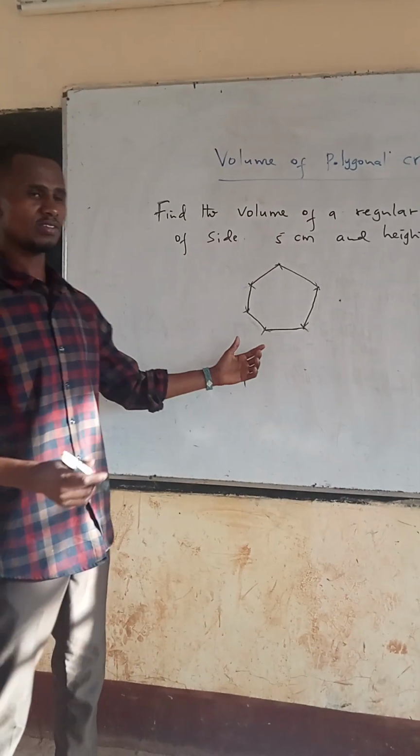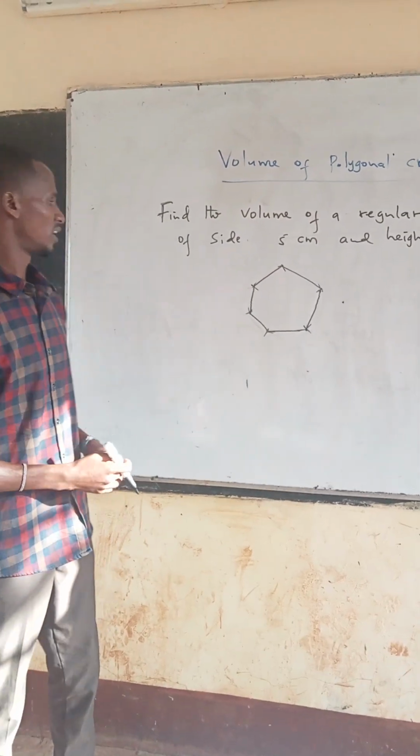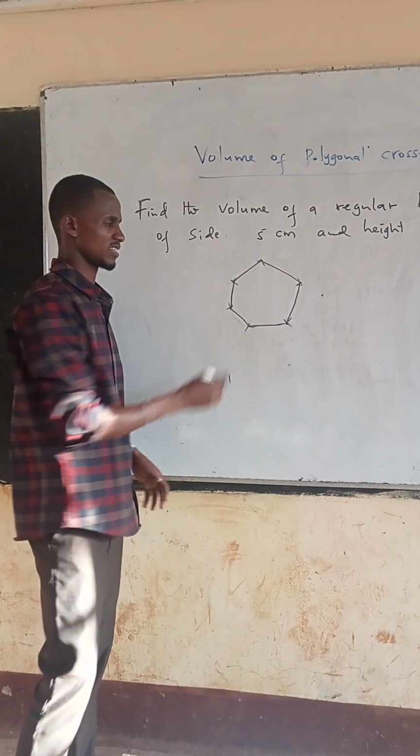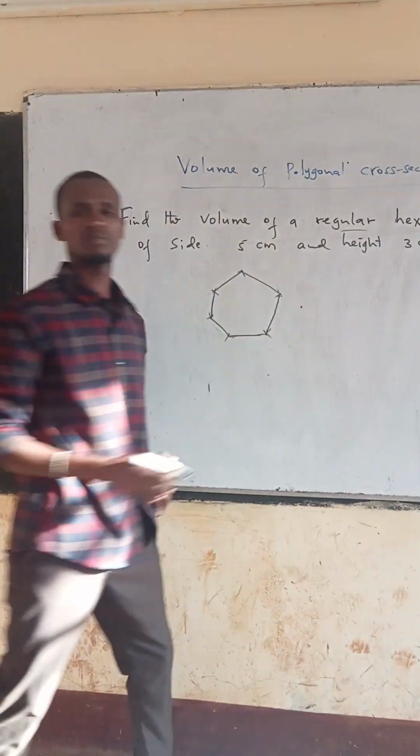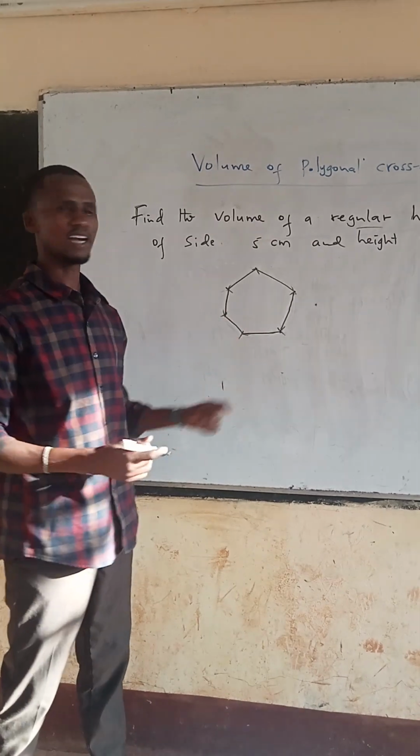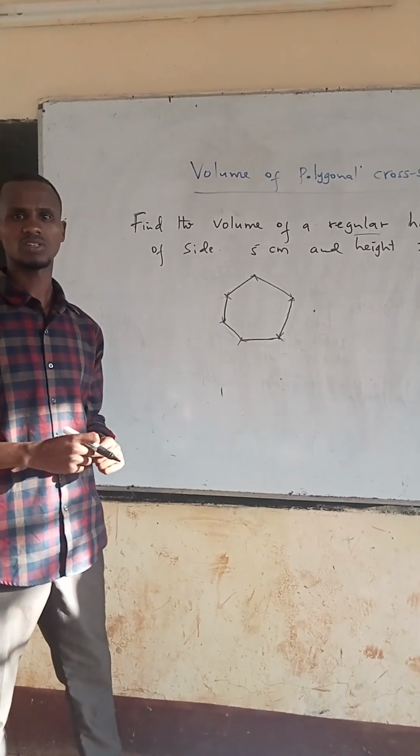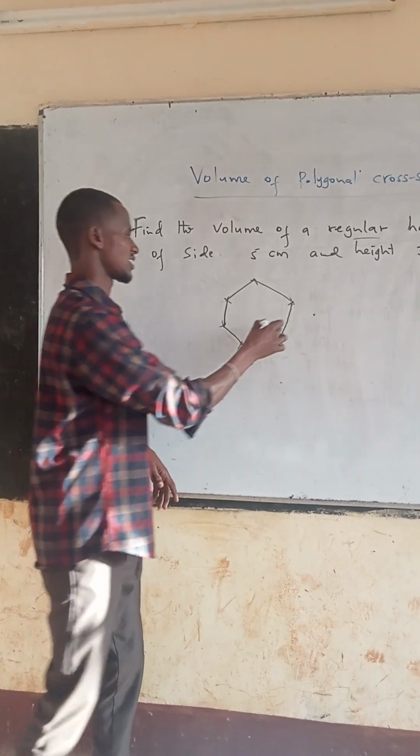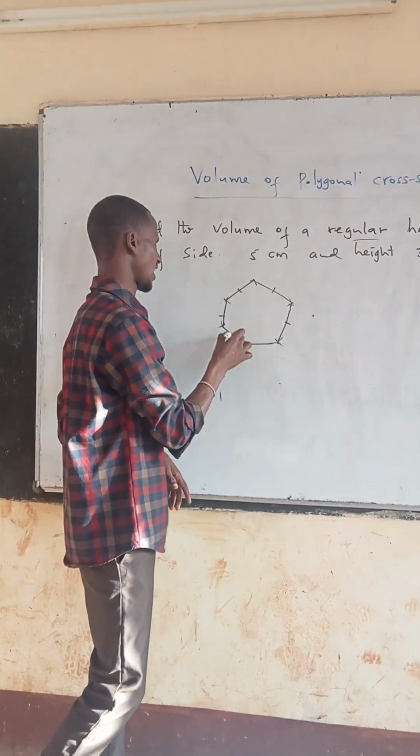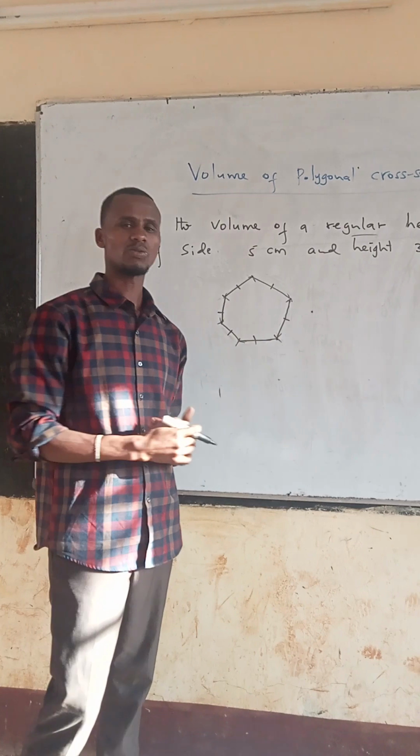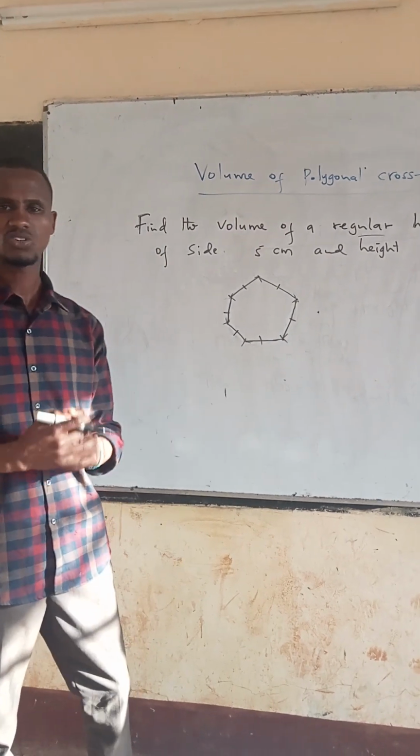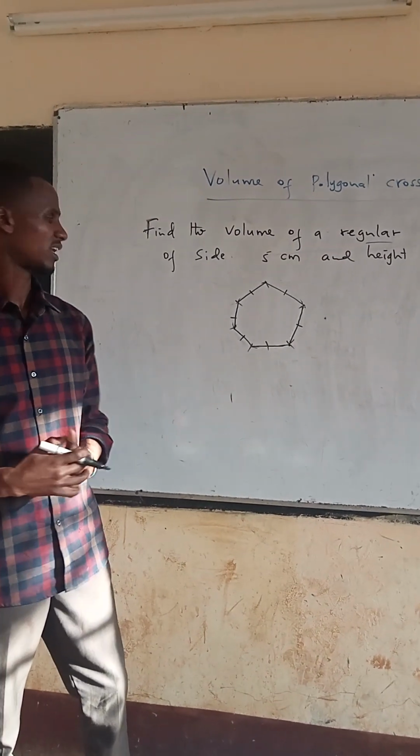So this is an example of the hexagon, and even though it's a sketch, it is regular. We are told that it is regular, meaning that the angles between the lines are equal, and also the sides are equal because it is regular. We say that a regular polygon is the one where the sides are equal and also the angles are equal.